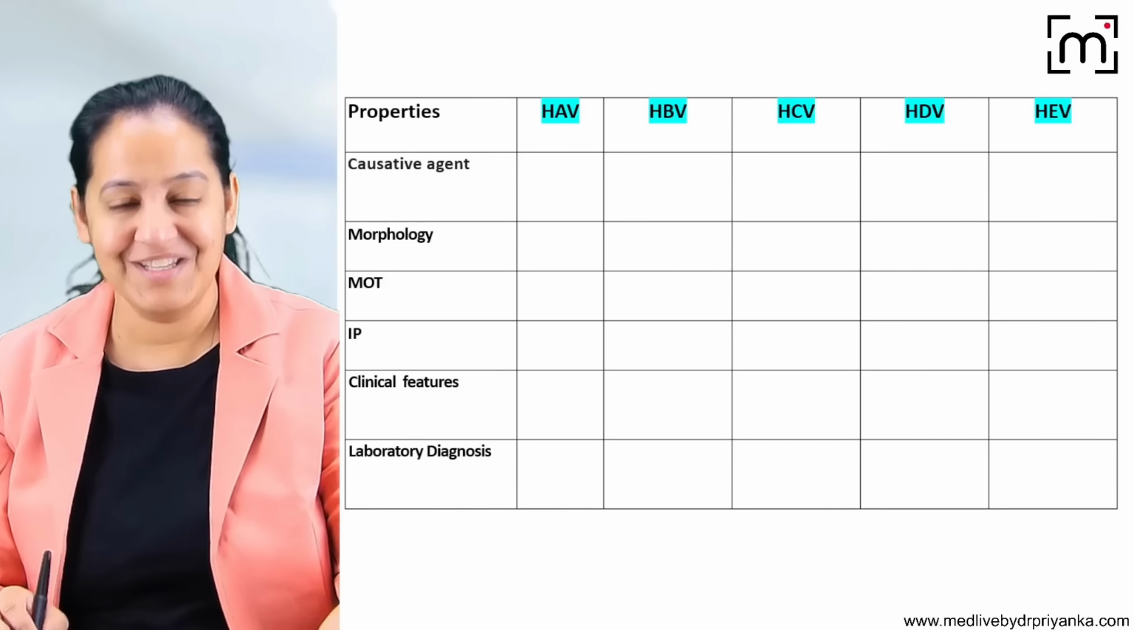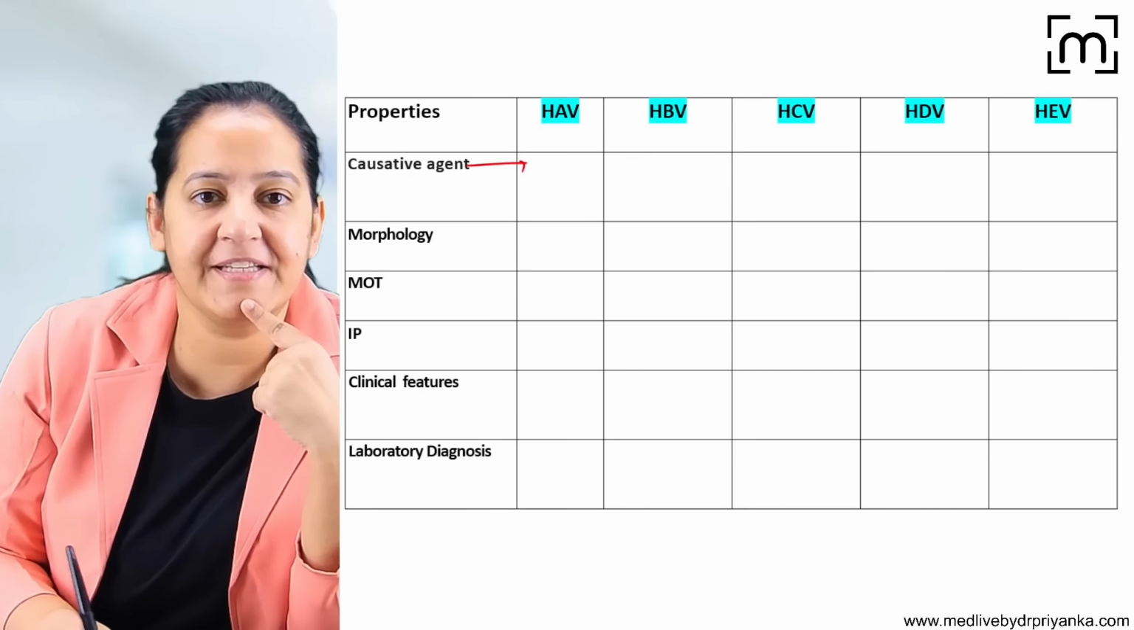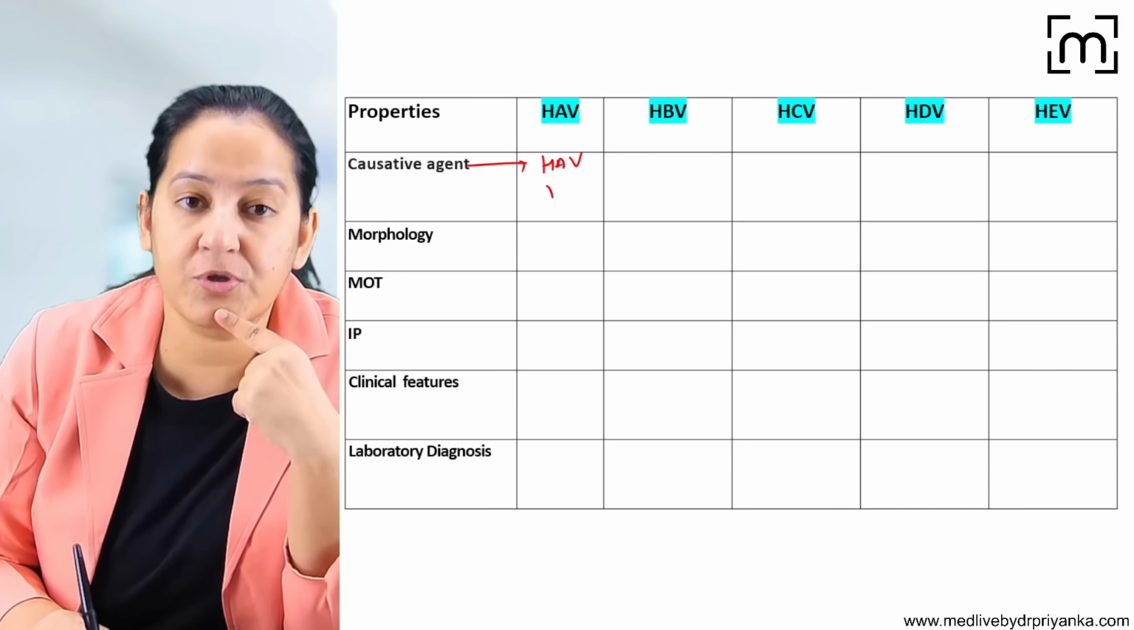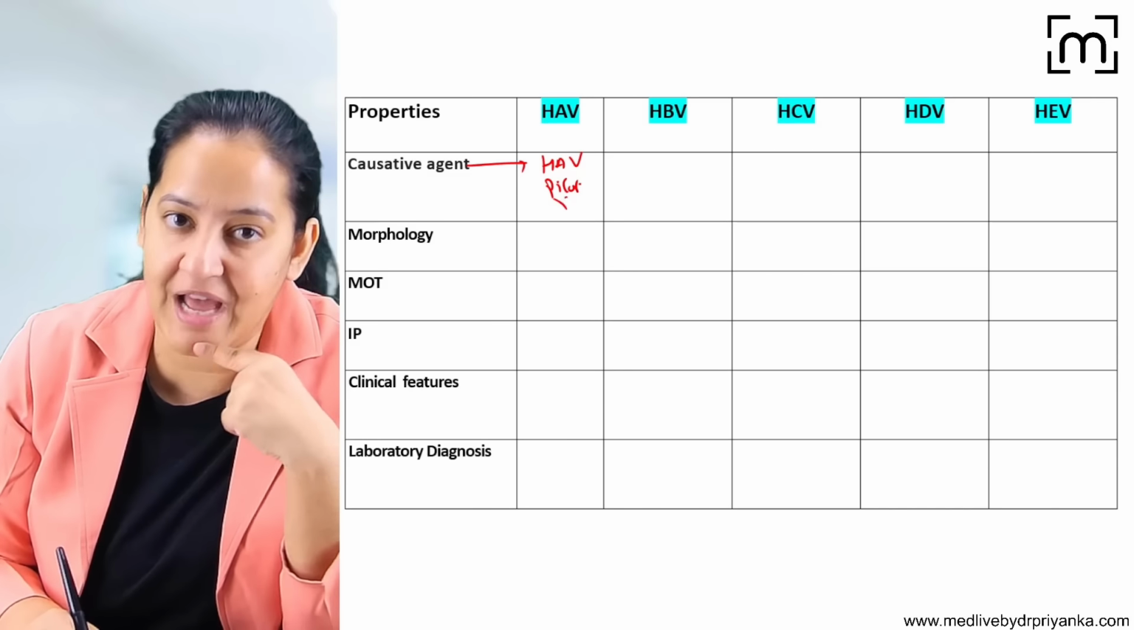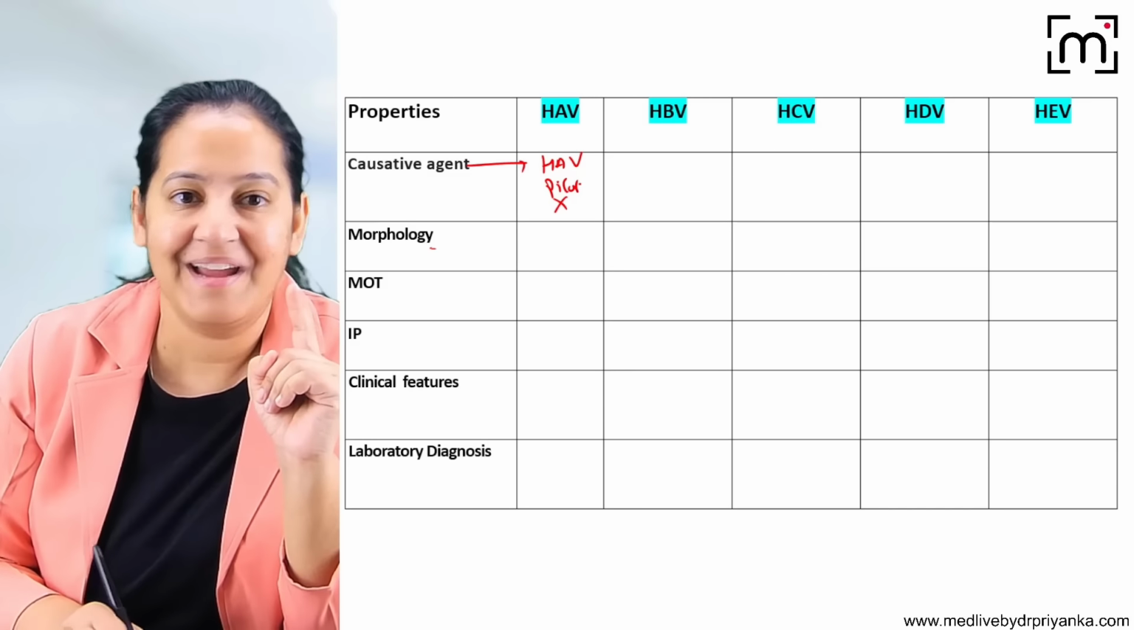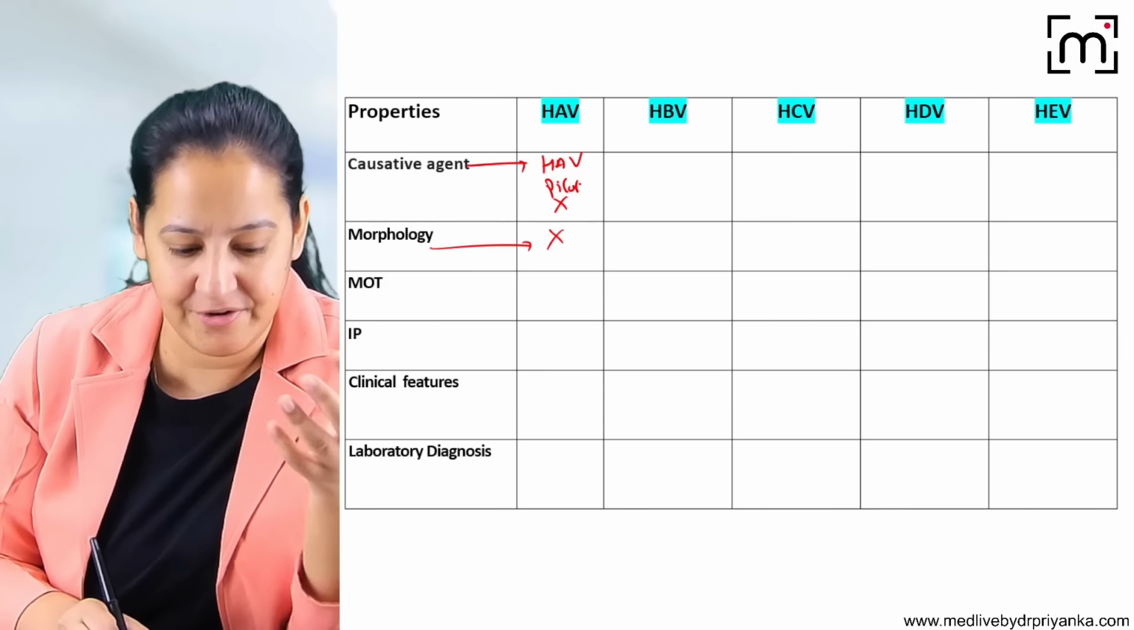So we are done with A. Can we revise it? What is the causative agent? It's the hepatitis A virus, which belongs to the Picornaviridae family. In the morphology, it doesn't have an envelope and it is icosahedral, as I told you.